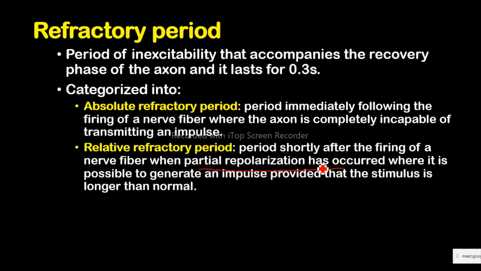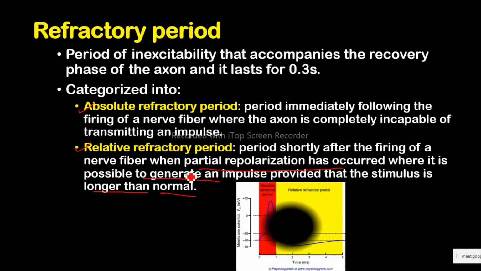Okay, after partial polarization has occurred, it is possible to generate an impulse, provided the stimulus is longer than normal. Okay? So here, if you continue stimulating, you can end up evoking a nerve impulse. So these two are refractory periods, where one is absolute, another one is relative. So from that graph, you can tell.